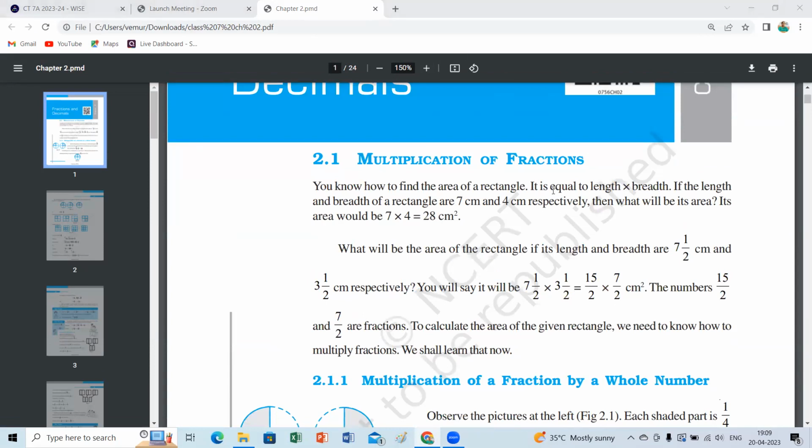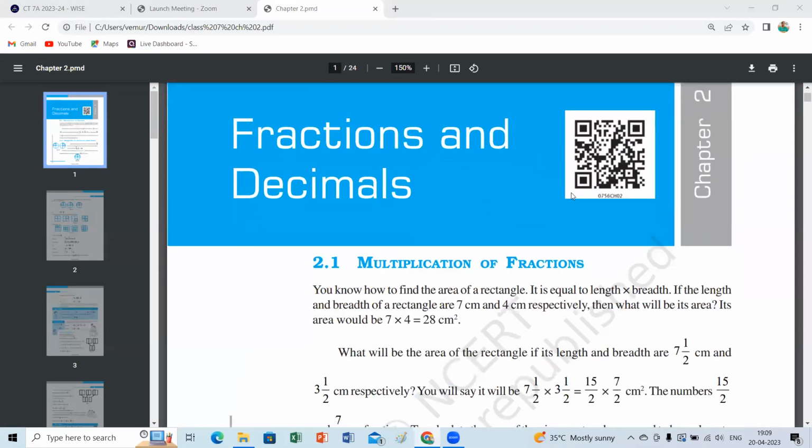See children, in class 7 you have multiplication of fractions and division of fractions, and decimal multiplication and decimal division, because in class 6 we had addition and subtraction. Anyway, we just recollected the addition part yesterday. Addition of like fractions is very easy. Unlike fractions means you make them like fractions by taking the LCM, then you add or subtract the fractions. That is what happens.